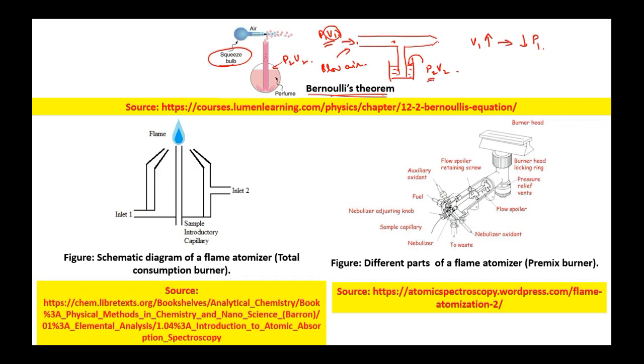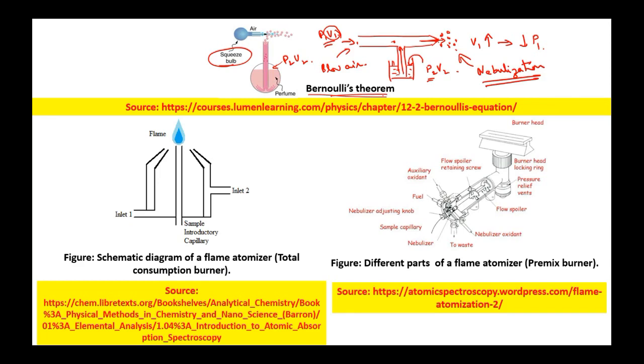So the P2 is increasing. Since the P2 is increasing, it will put more and more pressure onto the liquid, and the liquid will climb up into the capillary, and from here, due to the high velocity, it will be taken out of this nozzle, and as this liquid is coming out of this nozzle, it forms droplets. Okay, so it is one of the very easy ways of nebulization.